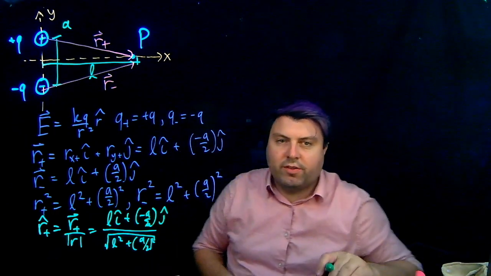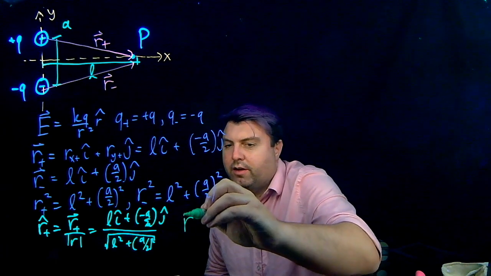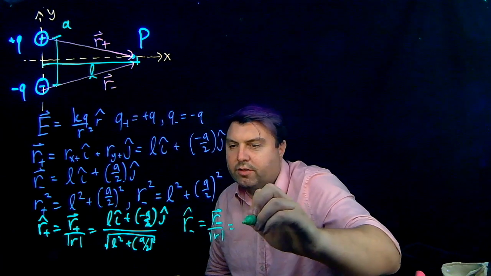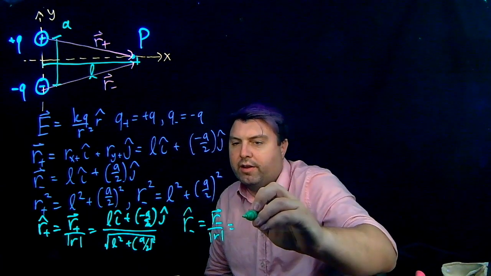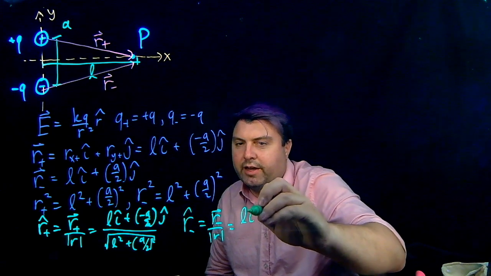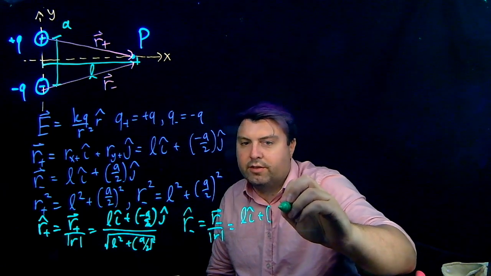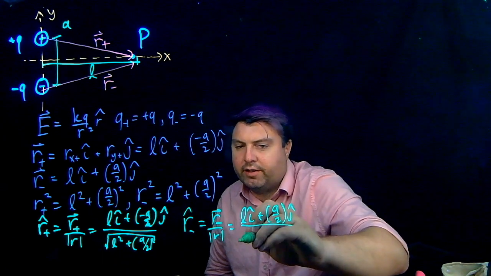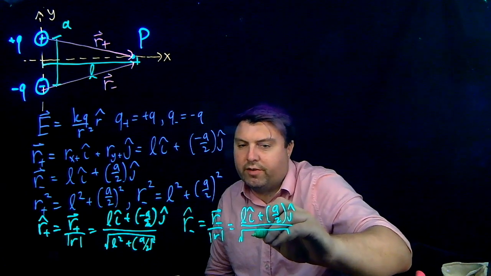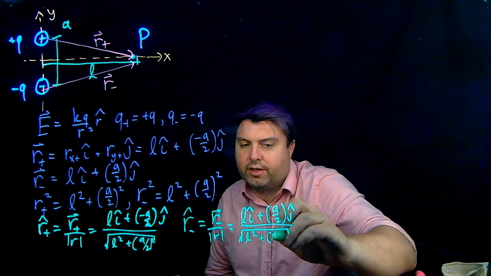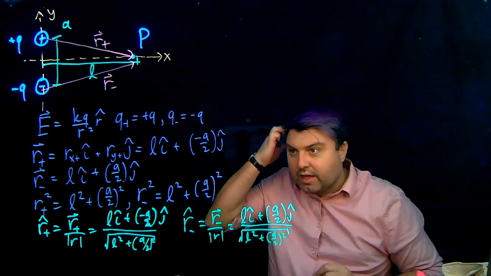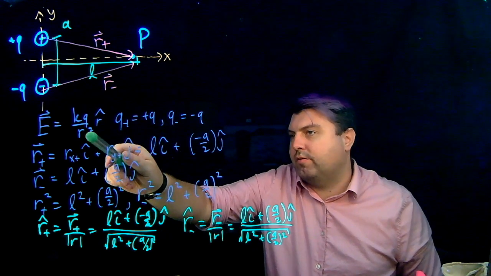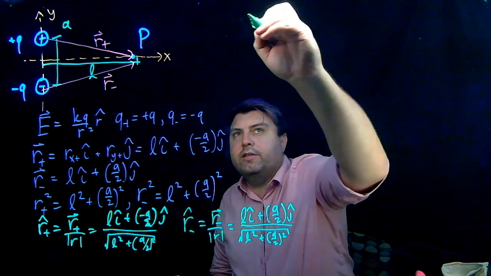We can do a similar thing with R hat minus, which is R vector minus over the magnitude of R. We just read out our R vector minus, L I hat plus A over 2 J hat, and the magnitude is the square root of L squared plus A over 2 squared. And now we have all the elements that we need. We have Q, R squared, and R hat, and so we can write these individually.